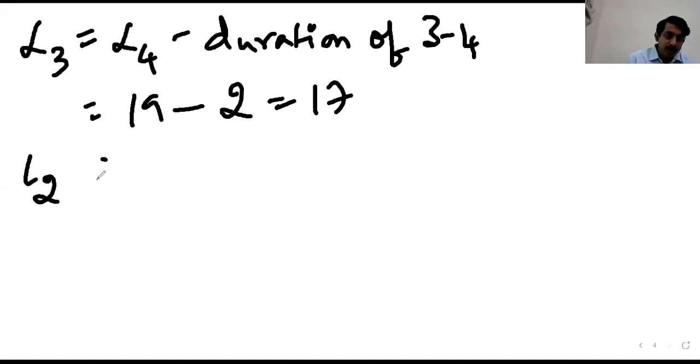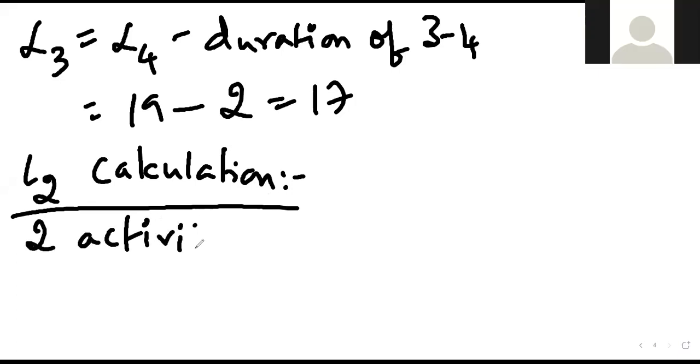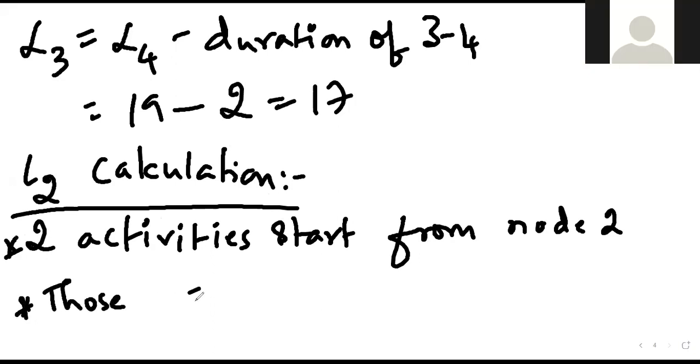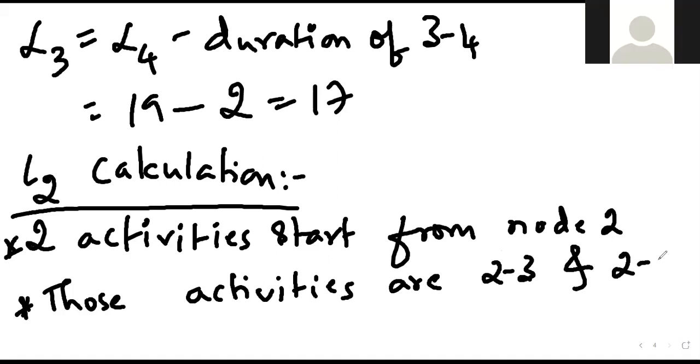What about L2? How many activities start from the second node? 2 activities. 2 activities start from the second node. And which are those activities? Those activities are 2-3 and 2-5.